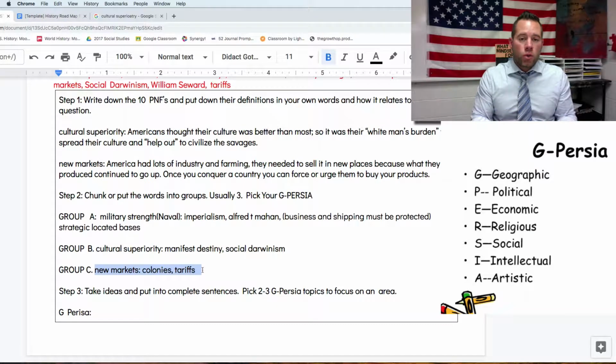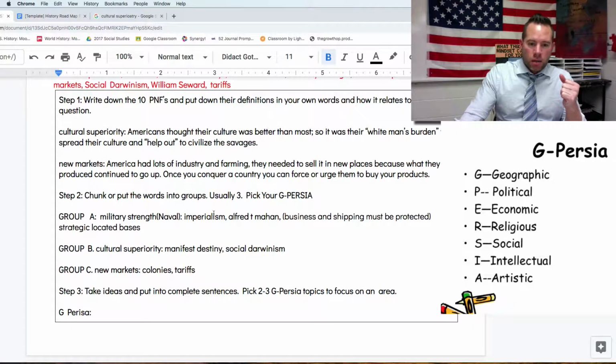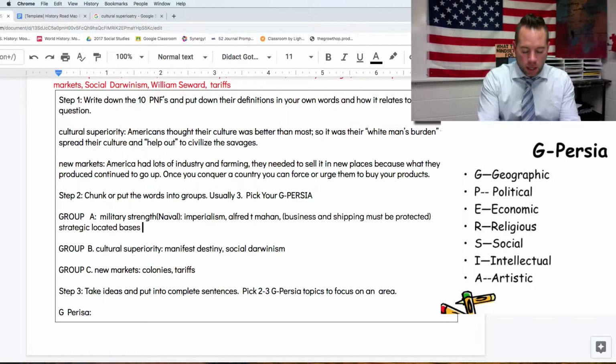Now, when you do chunk them, I just kind of thought of this. I think it's good to go ahead and name what the G-PERSIA is you're going to discuss them in. So for instance, military strength, imperialism, and Alfred T. Mahan. Well, who did Alfred T. Mahan work for? He worked for the military, which was the government. So I'm going to go ahead and put this G-PERSIA down as political.